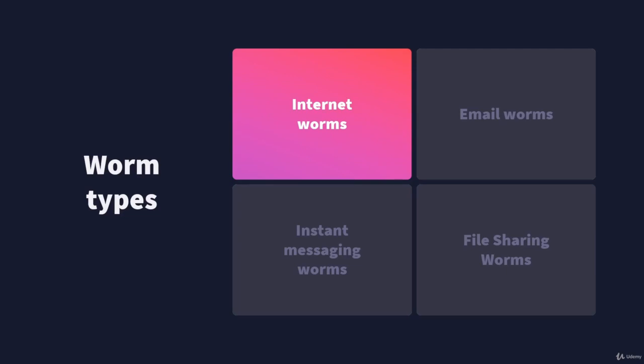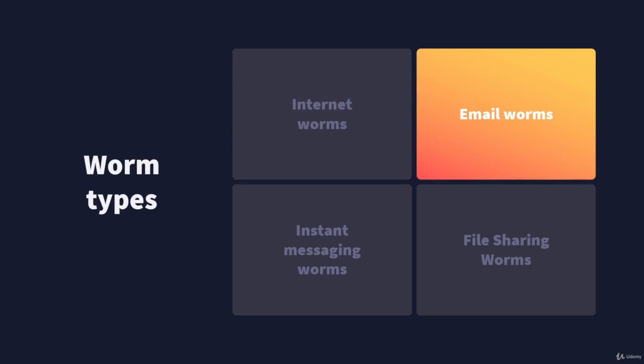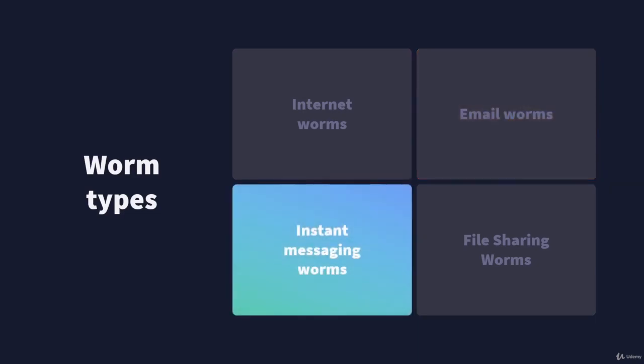First type is internet worms. Internet worms scan the network using infected computers in order to find other vulnerable computers. If such a computer is found, the worm will then attempt to connect and infect the vulnerable machine. Next, we have email worms, which spread through email messages which contain malicious attachments or links to malicious websites. Yet another type is instant messaging worms, which spread by sending malicious links via instant messaging applications.